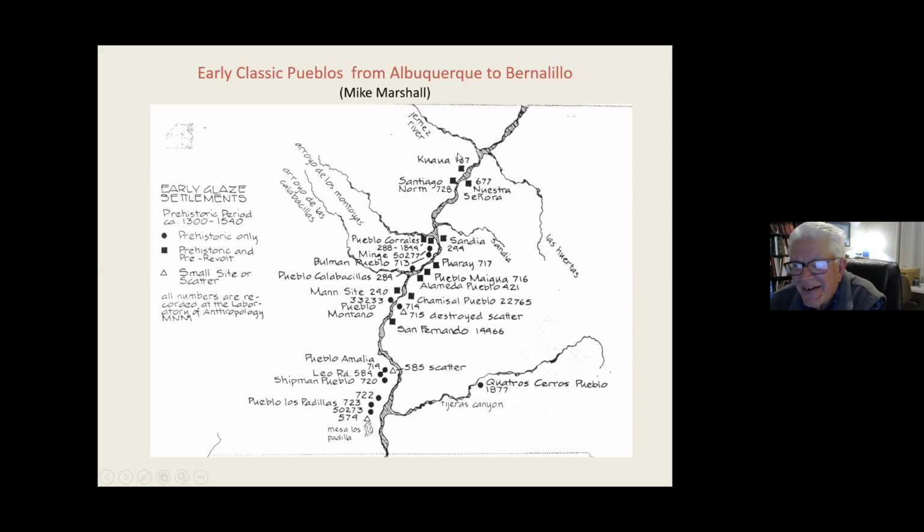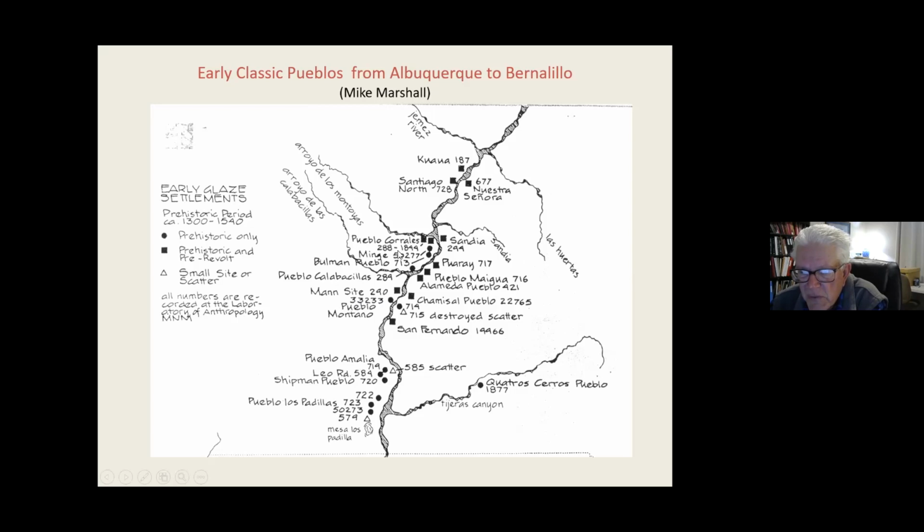Right. The Jemez River comes in here, and this is really kind of the northern edge of the middle Rio Grande area. But look at all of the others that Mike Marshall has put on this map. I've worked at Chamizal Pueblo. I've done ceramics from the Man site.